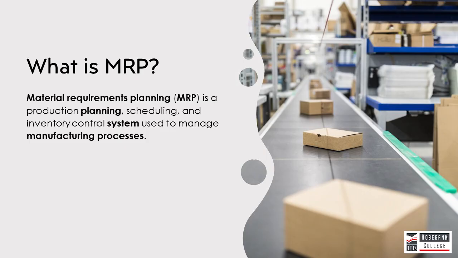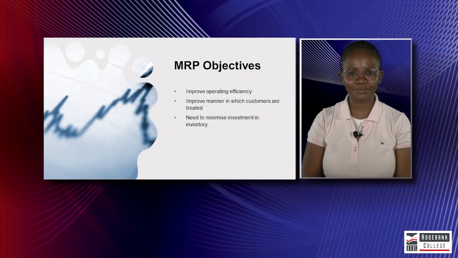Let us start with defining what material requirements planning is. One scholar defined it as a production planning, scheduling, and inventory control system used to manage manufacturing processes. It is a computer-based inventory management system designed to assist production managers in scheduling and placing orders for items of dependent demand. What are the objectives of MRP?